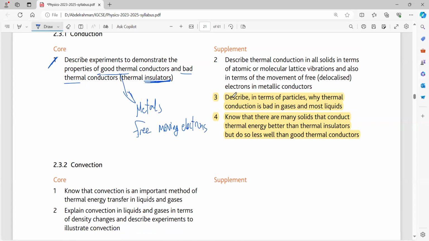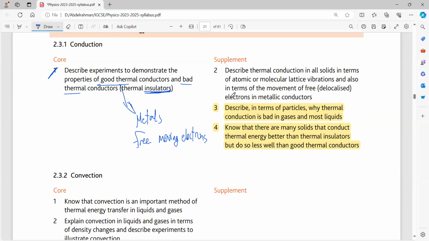Again, conduction does occur in metals and non-metals. It happens in whatever solid you have. Actually, conduction does occur in liquids and gases, but it's not that much, and that's why we usually don't consider it to happen in liquids and gases. But it does occur in liquids and gases. Mainly, conduction happens in solids.